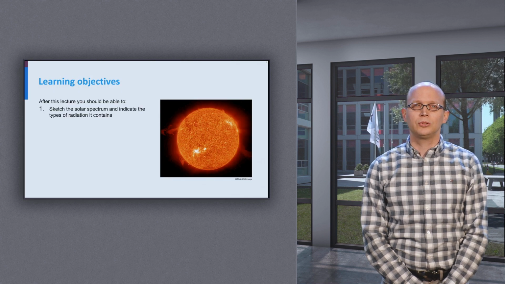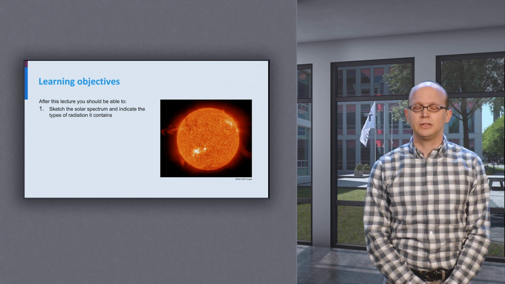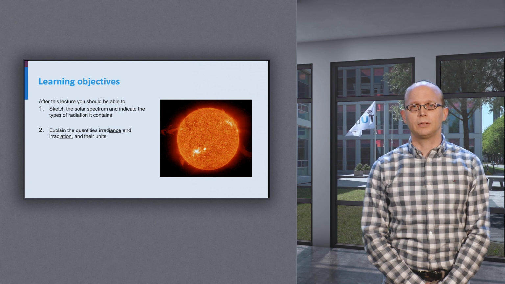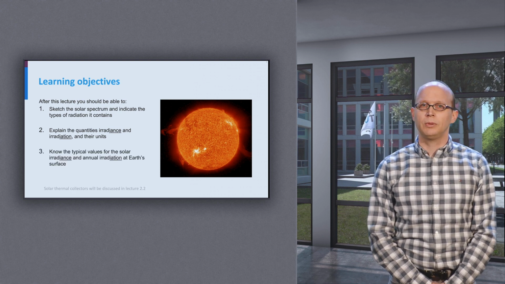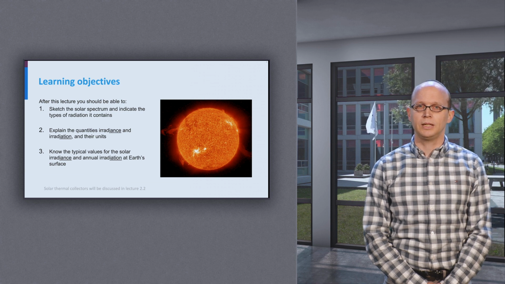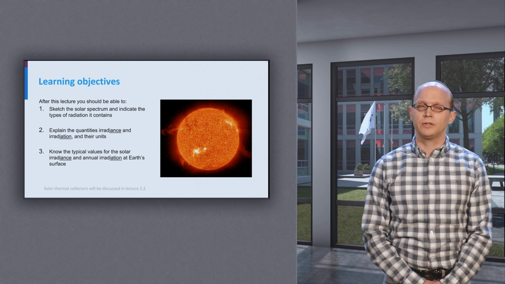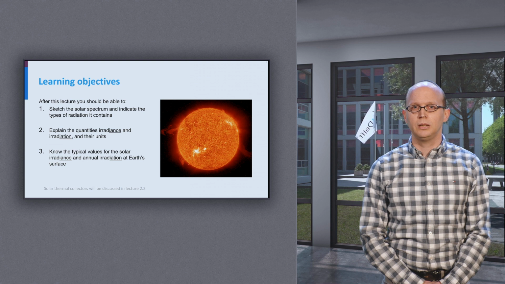After this lecture, you should be able to make a rough sketch of the solar spectrum and indicate the types of radiation it contains. You should be able to explain quantities like irradiance and irradiation. And finally, you should know the typical values of irradiance and annual irradiation at Earth's surface. Note that the various technologies for harvesting solar energy, such as solar thermal collectors, will not be discussed here, but in the next lecture.